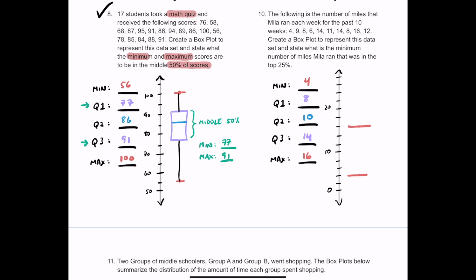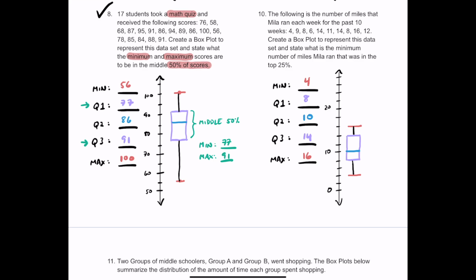I don't know why I'm drawing these lines so long now. So 4 should be right around here. 16 should be right around here. The lower quartile is 8. And the upper quartile is 14. There we go. So she ran half her miles between there. And there's the 50th percentile. So she ran half her miles more than 10, and half of them were less than 10 miles.